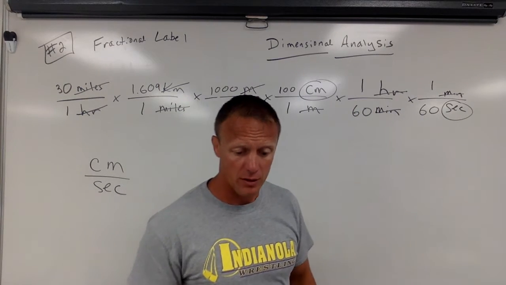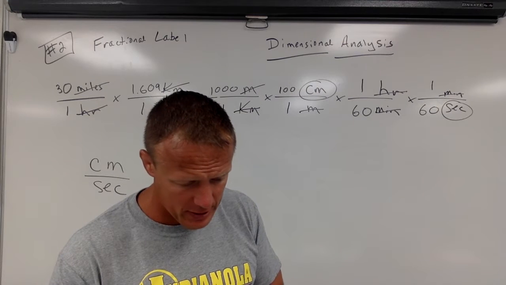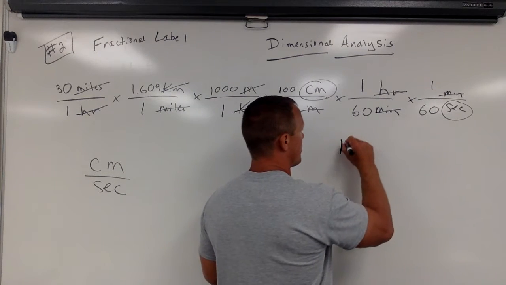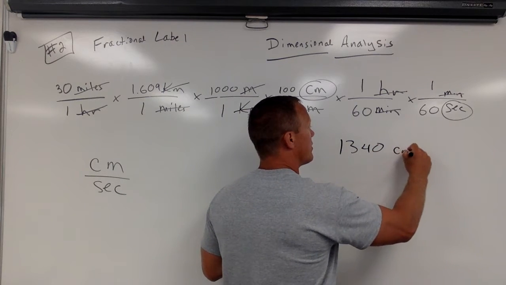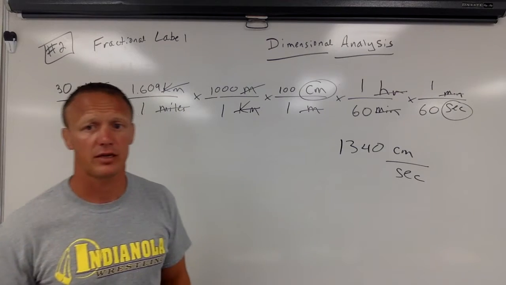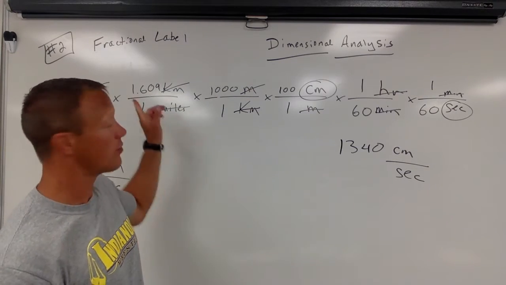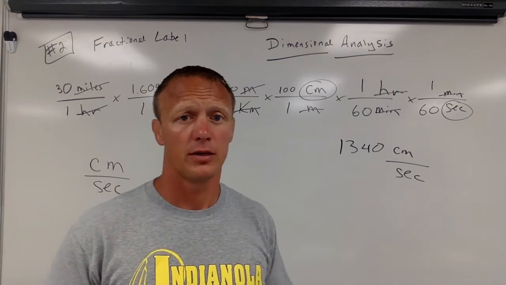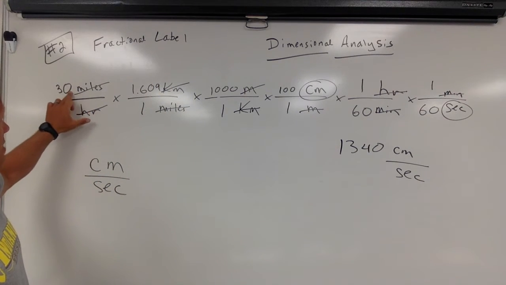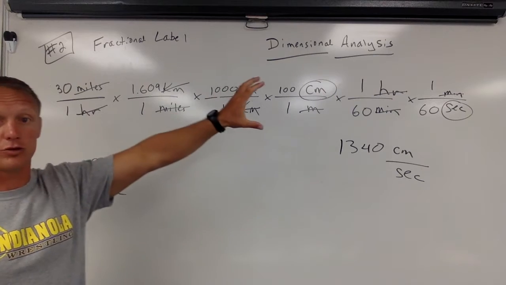But the easiest thing is just multiply across the top, hit equals, push divided by 60, hit equals, and there's your answer. The answer to this one is about 1,340 centimeters per second. So how many centimeters you'd be traveling each second if you're going 30 miles per hour. Again, so fractional label: write your label initially as a fraction, 30 miles per 1 hour, and do it all as one problem.